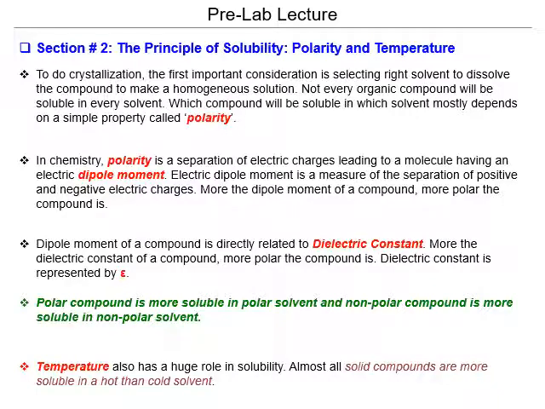To really understand crystallization, you need to know about solubility, and so you need to know about polarity and how temperature affects solubility. To do crystallization, the first important consideration is selecting the right solvent to dissolve the compound and make a homogeneous solution. Not every organic compound will be soluble in every solvent. Which compound will be soluble depends on polarity. Polarity is a separation of electric charges, leading to a molecule having an electric dipole moment.